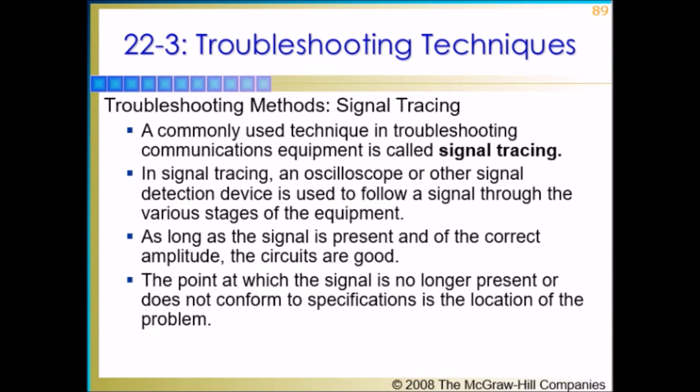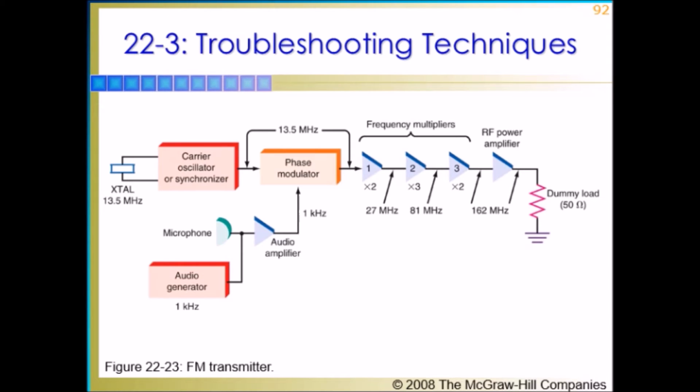Signal tracing. A commonly used technique in troubleshooting communication equipment is called signal tracing. The idea is to use an oscilloscope or other signal detection device to follow a signal through the various stages of the equipment. As long as the signal is present at the correct amplitude and the circuits are good, you continue. The point at which you lose the signal, or at which the signal no longer conforms to specification, is the location of the problem. In the figure, there is a block diagram of a dual conversion communication receiver.